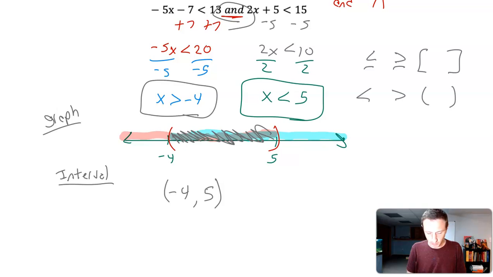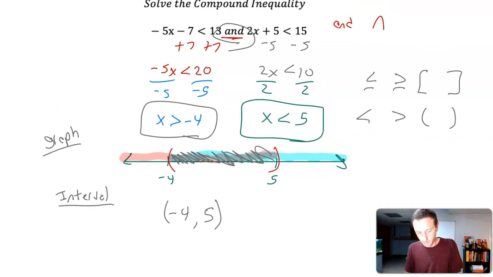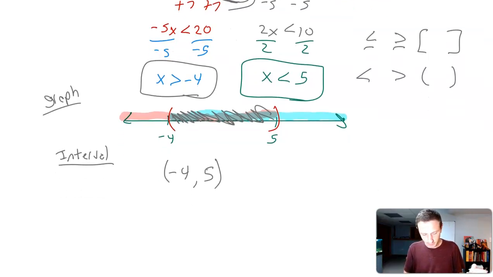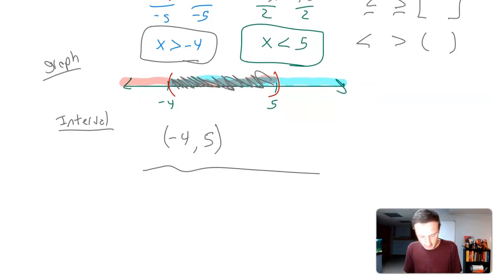So compound inequalities, pretty fun. Just gotta know this word here: and. It's and, what are we looking for? It's or, what are we looking for? Or, let's just pretend we're talking about or, it could be any potential solution. So let's say x is greater than negative 4, or x is less than 5. Let's say the question was asking or.